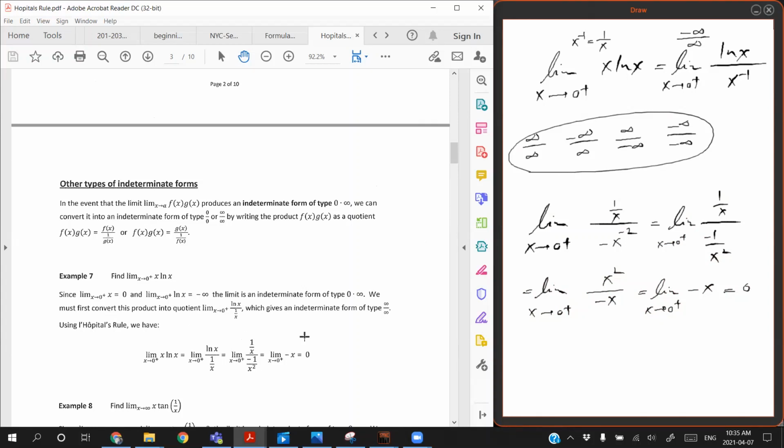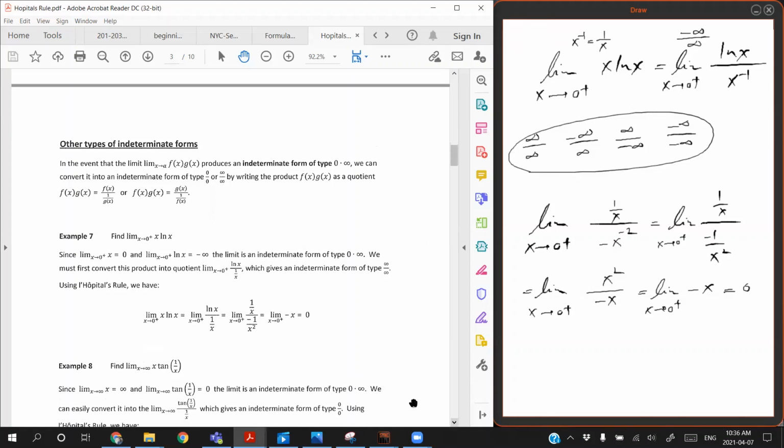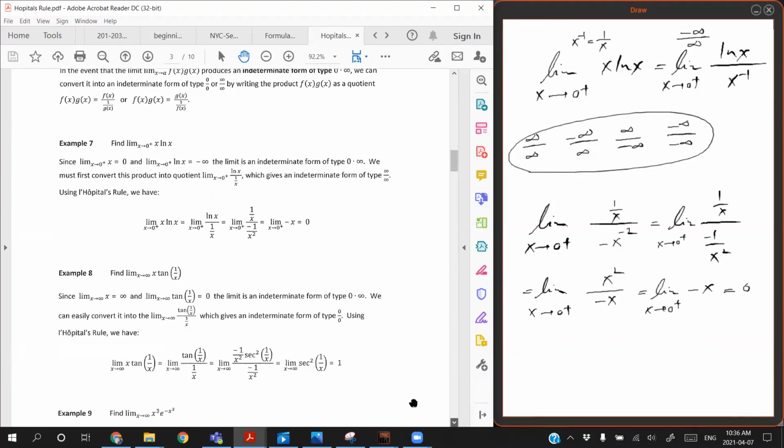So if you keep the x on top and move the ln of x down, and you use L'Hopital's rule, your limit is going to get more complicated, and then you know, okay, that's not the right way to go. I have to keep the ln on top. Another example.